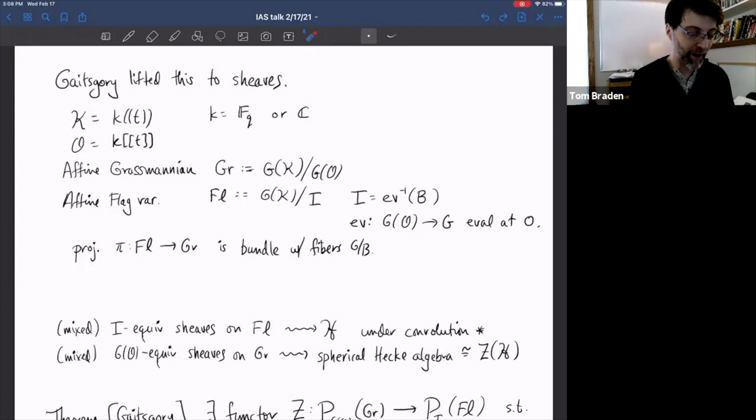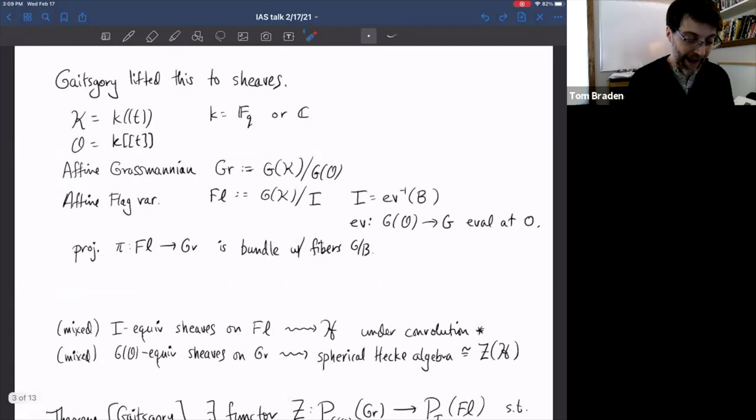So you take the affine Grassmannian, which is the group with values in the Laurent series, divided by elements which are defined at zero, basically, so Laurent polynomials. And then the affine flag variety is a slightly bigger thing where instead of modding out by G of O, you're going to mod out by the Iwahori, which is the inverse image. You evaluate these elements of G of O at zero, which gives you an element of G, and you want to look at the ones that land in the Borel. And so what you get is a fiber bundle with fibers the finite flag variety G mod B.